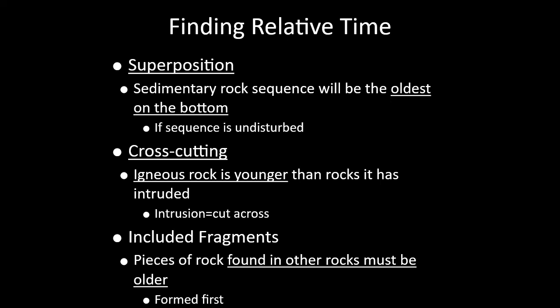Then we have included fragments. If we have a rock, such as a conglomerate or breccia, that is made of fragments of other rocks, those fragments had to be older than the newest rock, because those fragments came from a previous rock that was broken down through weathering and erosion, and then cemented together to become a new rock. So the pebbles of conglomerate are always older than the conglomerate itself. But the cement that makes them into the conglomerate would be the middle stage.